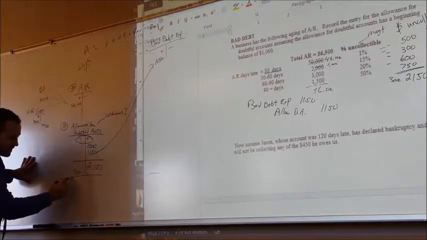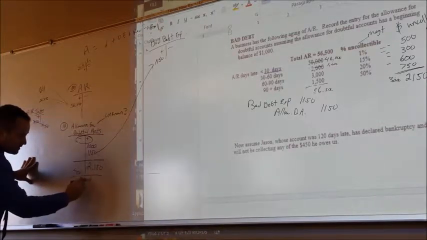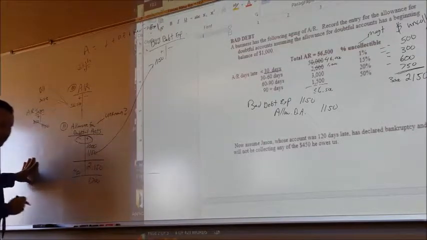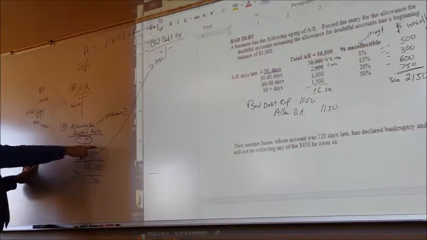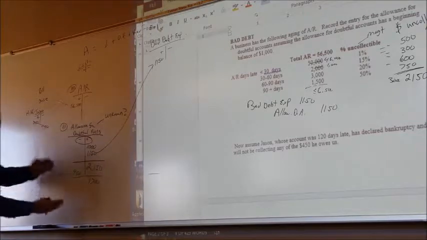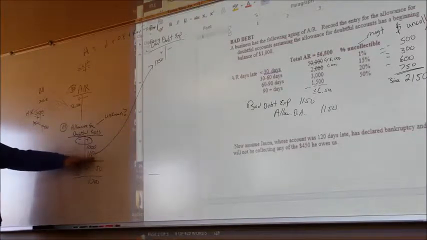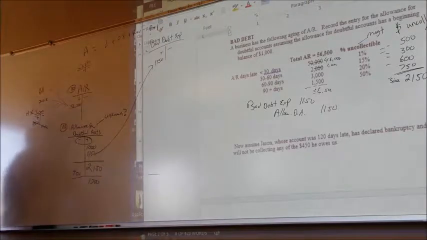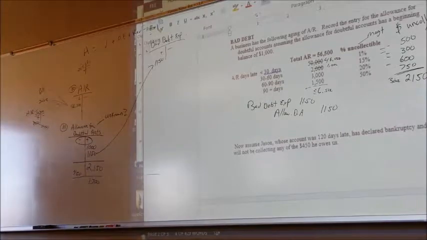So, Melissa, that's where this number came from, this 1,000, because now I'm down to 1,700. When I start next month, this is going to be my new $1,000 beginning balance. Every time I make some adjustments, I'm going to have to do this next month, get a new ending total, and add whatever the difference is to my bad debt.